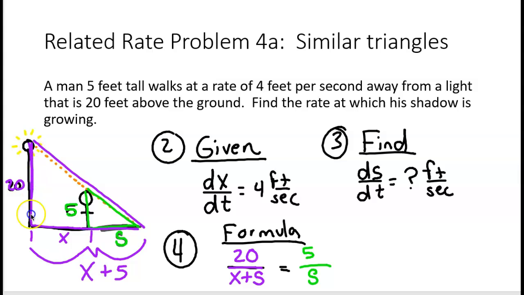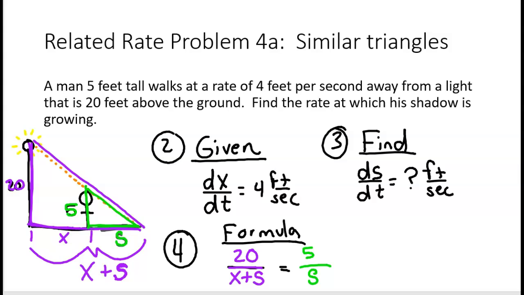If I take the height of the big triangle and put it over the base of the big triangle, I get 20 over x plus s. That looks like a 5, but that's supposed to be an s right there. And then that should be equal to the ratio of the height and the base of the small triangle, which is 5 over s. Now, I'm going to do something with this that I haven't done on any other related rate problem yet, which is I want to simplify this formula.